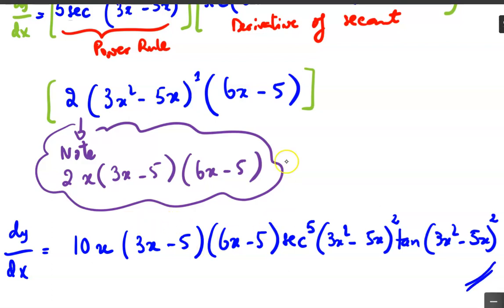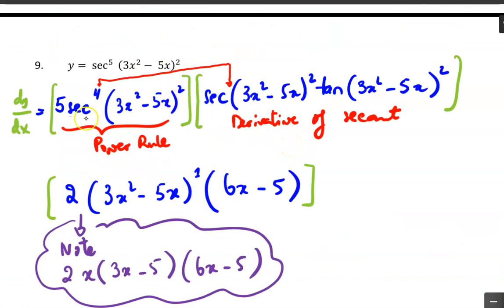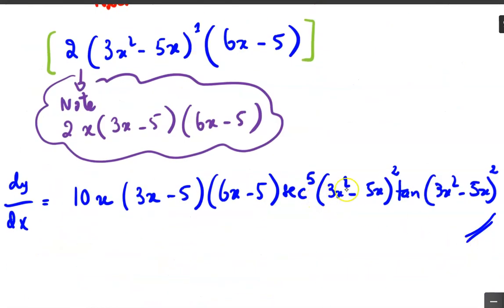So make sure that you make a combination of secant to exponent 4 of the argument. It's the same argument here, so you can combine these two, secant to the 4, secant to the 1. So 4 plus 1 will give it to the exponent 5.